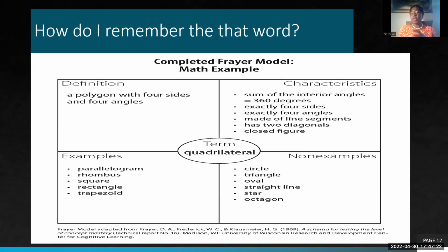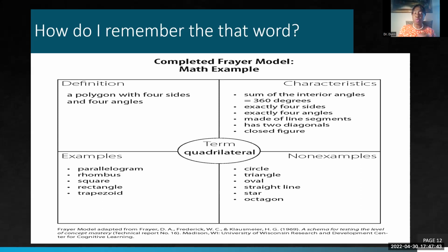And what are the characteristics? If we're going to talk about the characteristics, we talk about how the angles all add up to 360 degrees. It's a closed figure. It has 2 diagonals, and so on, the characteristics of a quadrilateral. Non-examples would be a circle, an octagon, a star. And we could talk about examples as well.